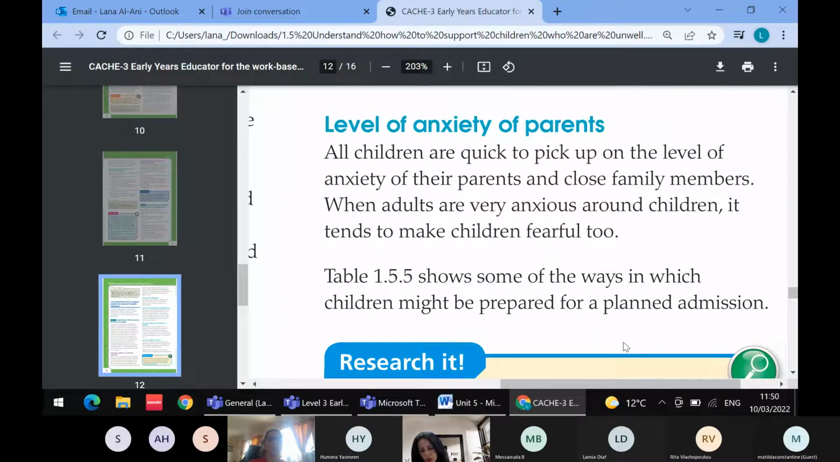How about the level of anxiety of parents? It's very important. Why? Because anxious parents will make the children anxious. All children quickly pick up on the level of anxiety of the parents. So the adults need to be relaxed around their ill children. They don't need to show anxiety, otherwise the child will pick up on it and become more anxious, fearful, and scared to go to the hospital. Very good.